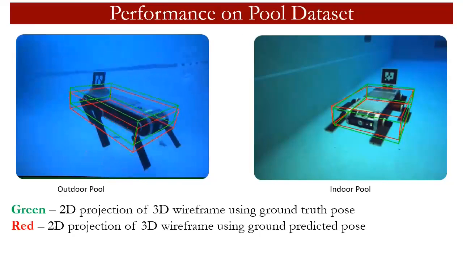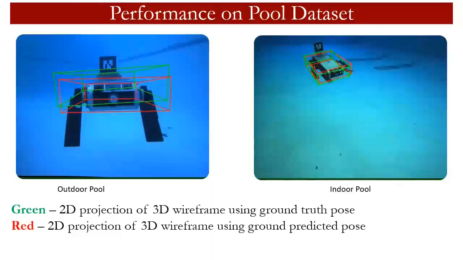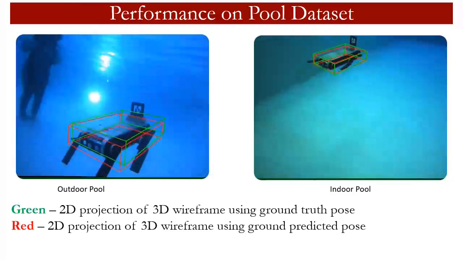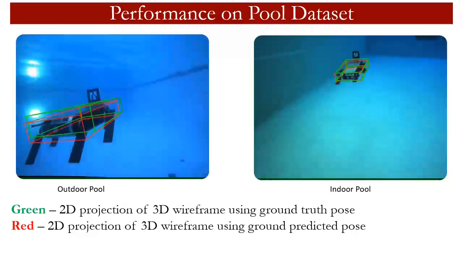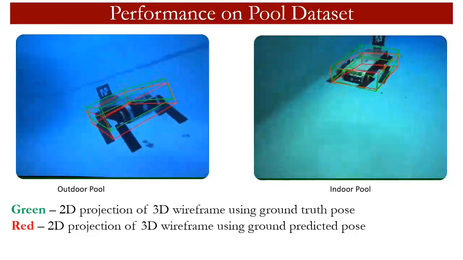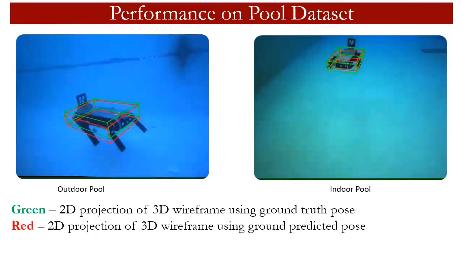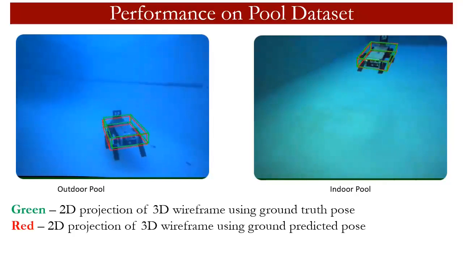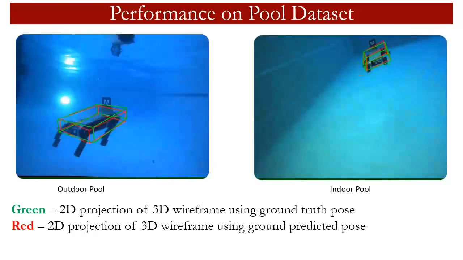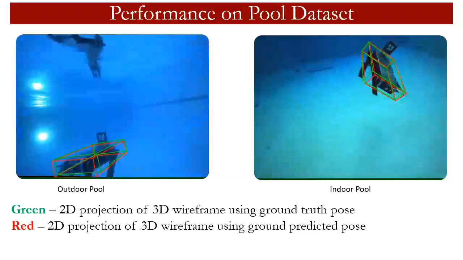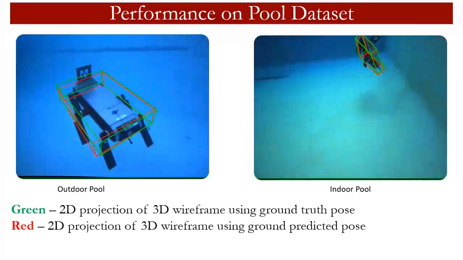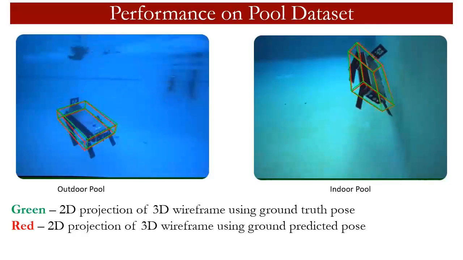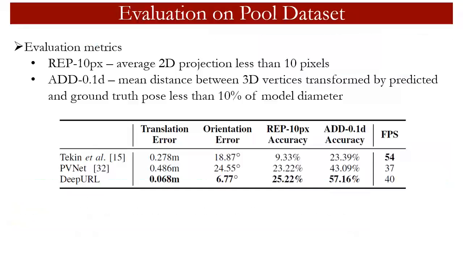To generate our pool dataset, we deployed 2 robots, one robot observing the other with a vision-based 2D fiducial marker or AR tag mounted on the top during 2 pool trials in the indoor and outdoor swimming pools. Approximately 11,000 images were collected with estimated ground truth provided from the pose detection of the AR tag. In the video, green is the 2D projection of the 3D wireframe model using ground truth pose, and red using predicted pose.